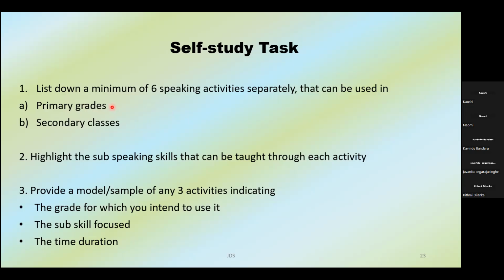What else did we include? Instructions. Think of 2 more activities. Information gap also you can do, providing a simple one, not very advanced information gap, but a simple picture and asking them to ask and answer questions.